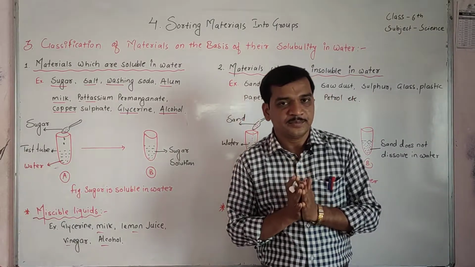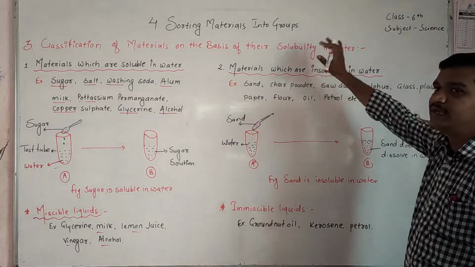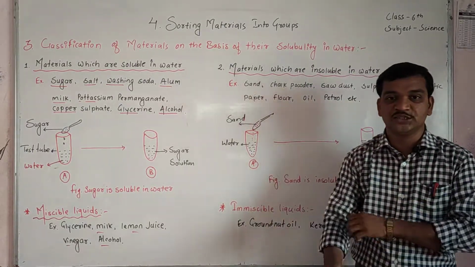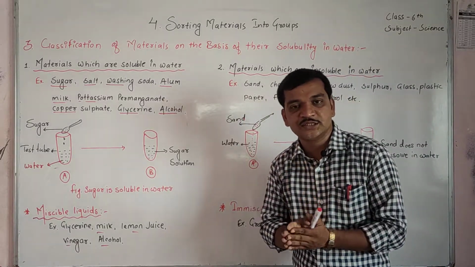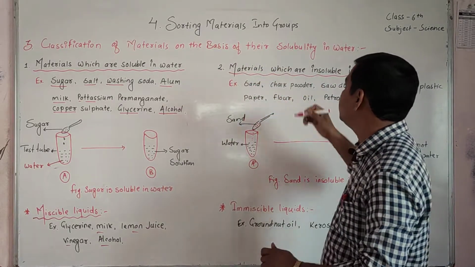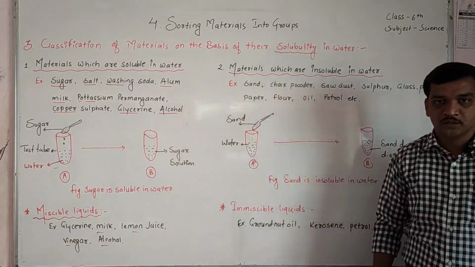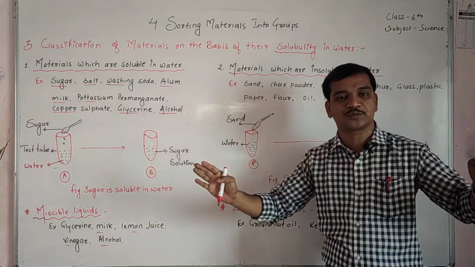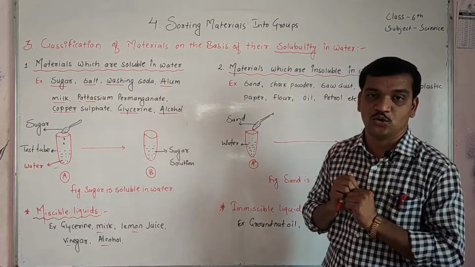Today we are going to learn classification of materials on the basis of their solubility in water. We are going to classify the materials into two groups on the basis of their solubility. Which criteria are we using, students? We are using the criteria of solubility. With the help of this criteria, we can divide the materials into two groups: first group soluble and second group insoluble.